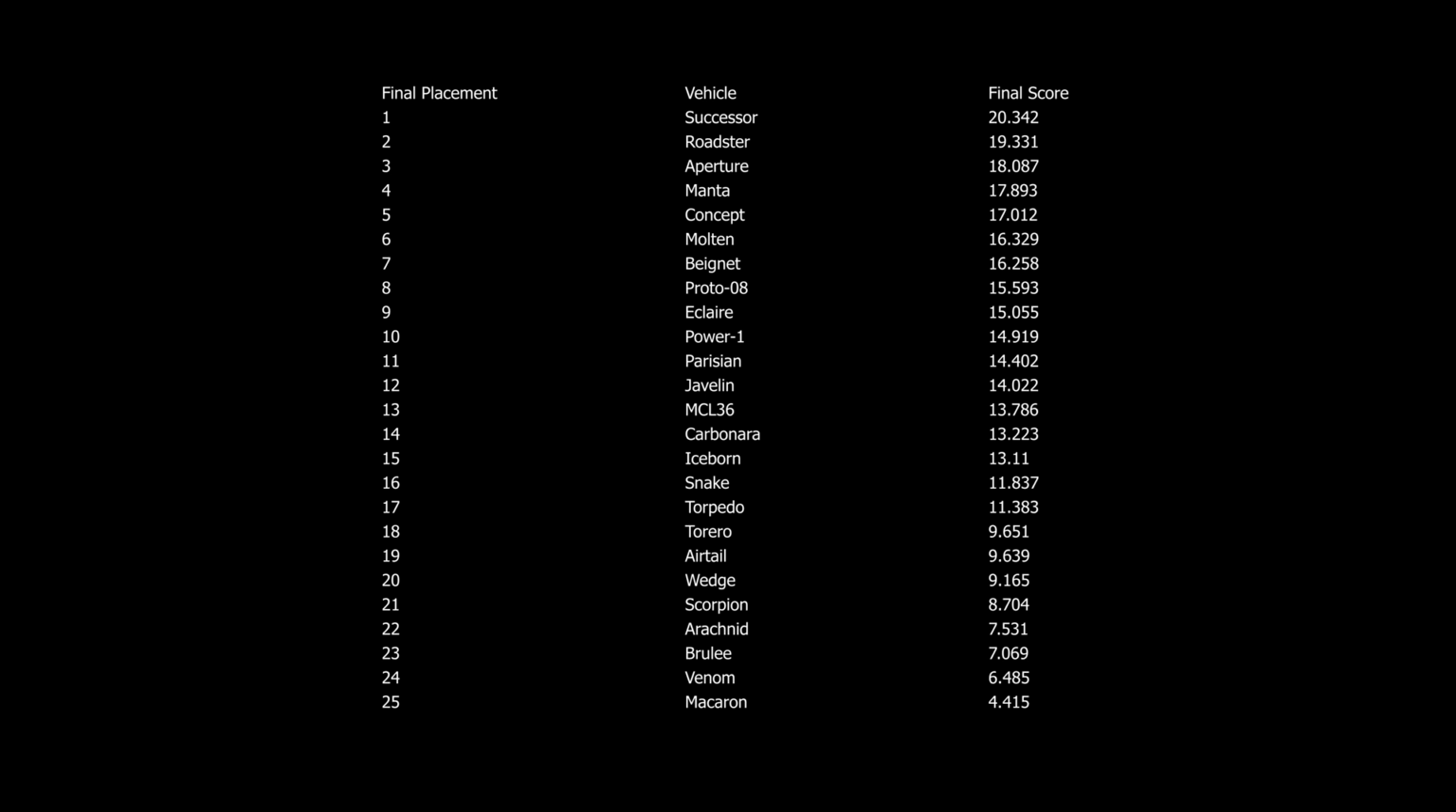The final score comes directly from the equation. It's not really out of anything, so it can't be written as a percentage or a score out of 100. Also, just because the Aperture got a score that was 2 times the score of the Wedge does not necessarily make it twice as good. Every vehicle on this list is better than every vehicle below it and worse than every vehicle above it.